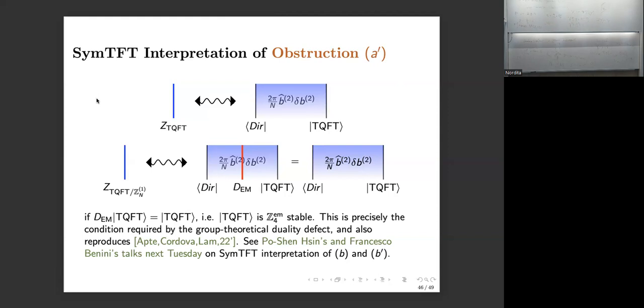In this discussion, the TQFT does not need to have a unique ground state on S3. Well, it does, because on S3 it has to be a unique ground state, but on more general manifolds like T4 or T3, it can have multiple ground states. Here we are just requiring that the duality symmetry is not spontaneously broken, but the one-form symmetry can be spontaneously broken.